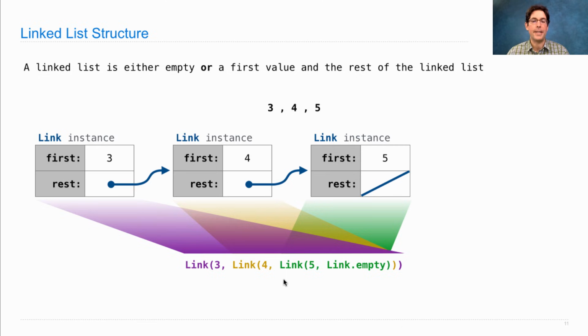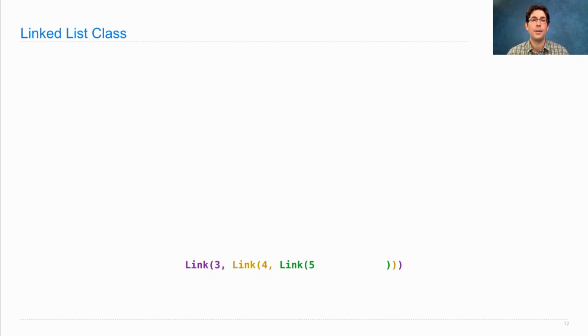In our implementation, we're going to mirror this structure by making link.empty the default value for the rest attribute. And that means you can leave it out when you want to construct a linked list. So, we want this expression to actually evaluate to a link instance representing the sequence 3, 4, 5. And for that, we need a class statement.